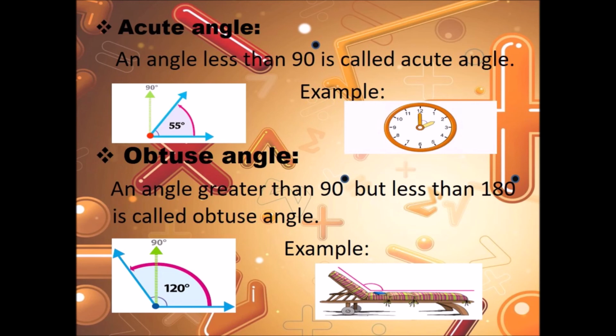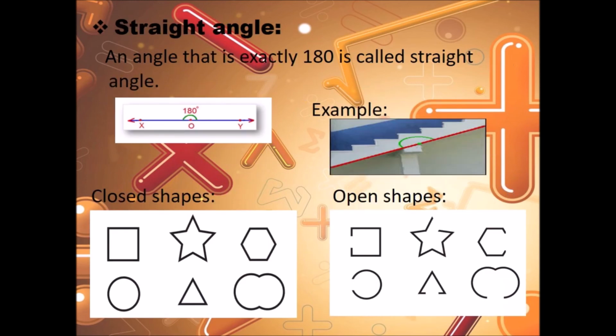Next, obtuse angle. What is meant by obtuse angle? An angle greater than 90 degrees but less than 180 degrees is called an obtuse angle. In the example I have given 120 degrees. 120 degrees is called an obtuse angle. See the next picture. What is the angle shown there? It is an obtuse angle.